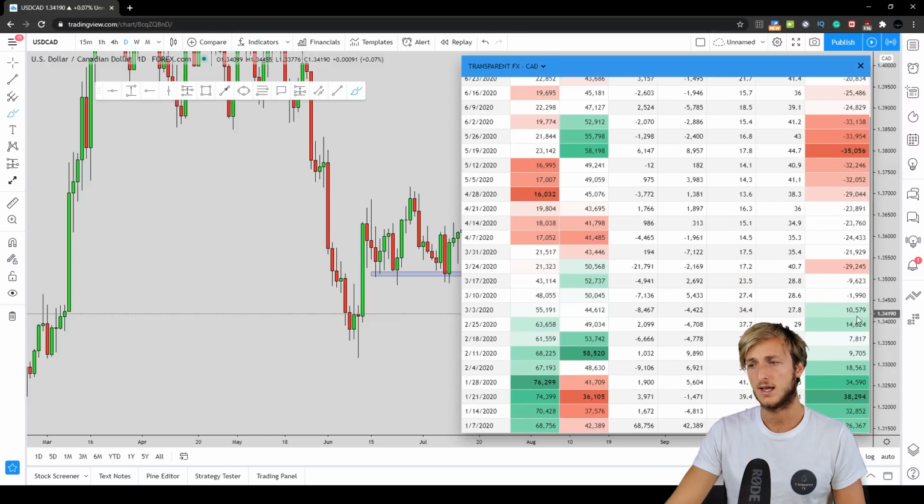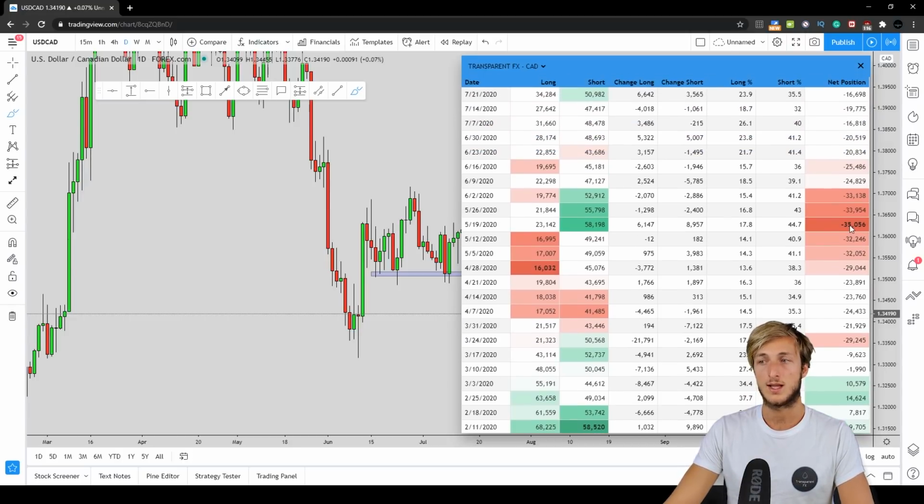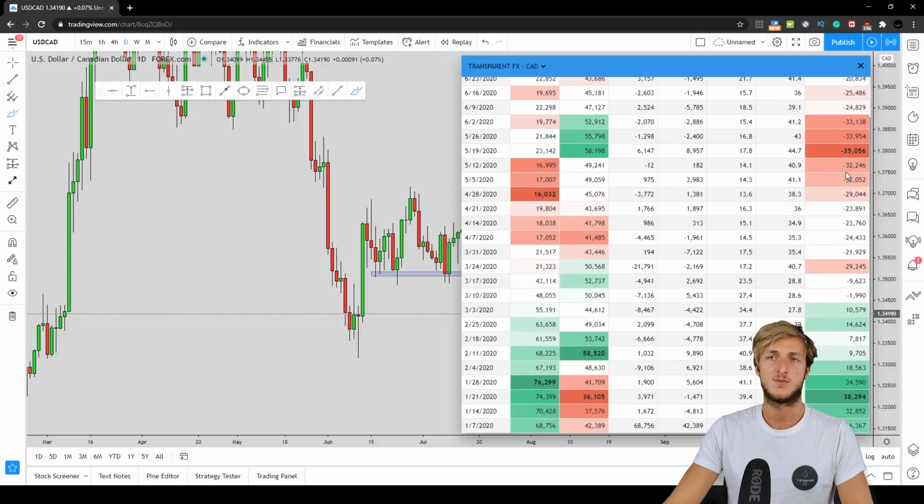So what we can see here is that we went from a situation where we had 38K net positions with way more longs than shorts, with 74K long positions from an institutional perspective and 36K shorts, to a situation where we now have way more shorts than longs, so completely the opposite, with minus 35K net positions, 58K shorts and 23K longs from an institutional perspective. And this is what has been basically happening in the long term.